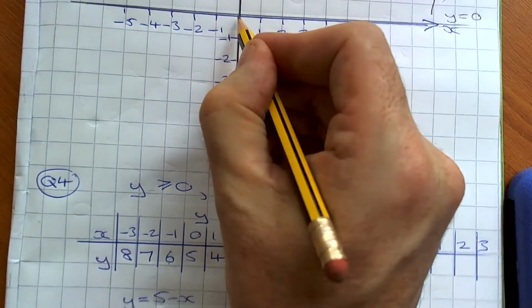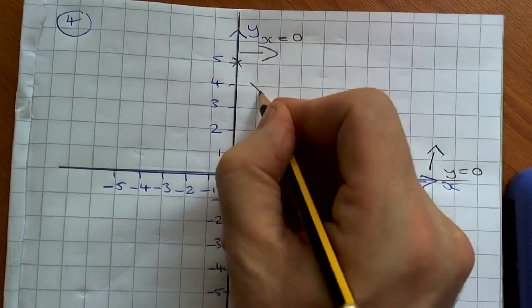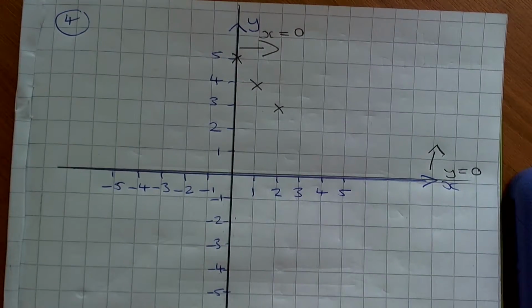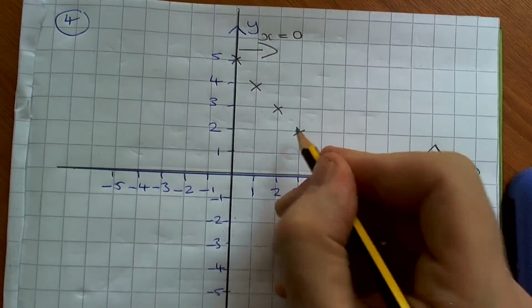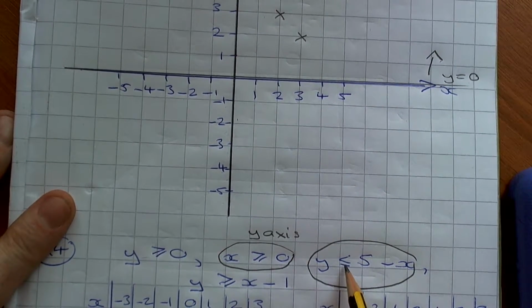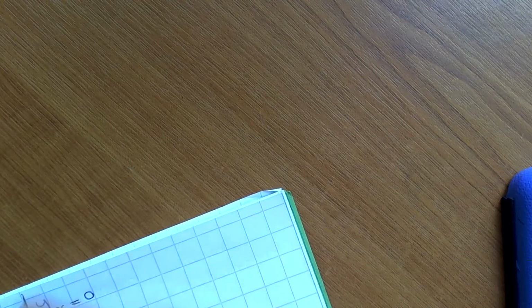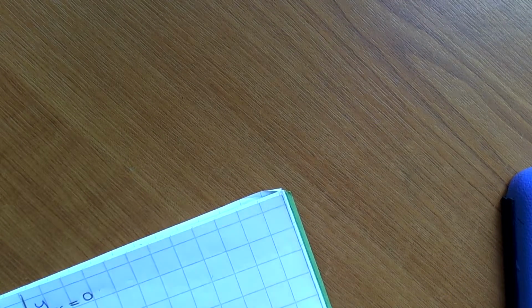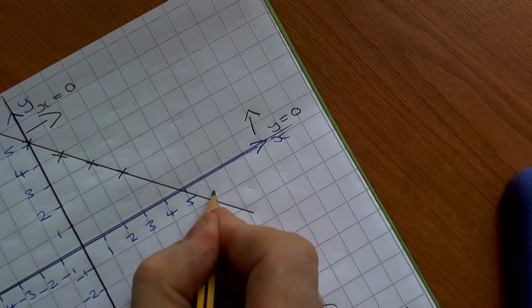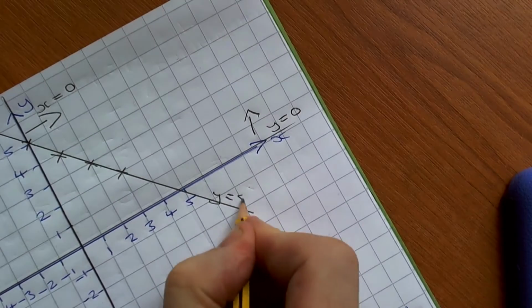1, 4, go across 1 and up 4. Then we've got 2, 3 and 3, 2. That's enough to plot that line. Now, here it's a less than or equal to sign, so it means that the line we're going to draw needs to be a solid line. If it just says less than or greater than, we would draw a dotted line. And then along that line, I'm going to write y equals 5 minus x.